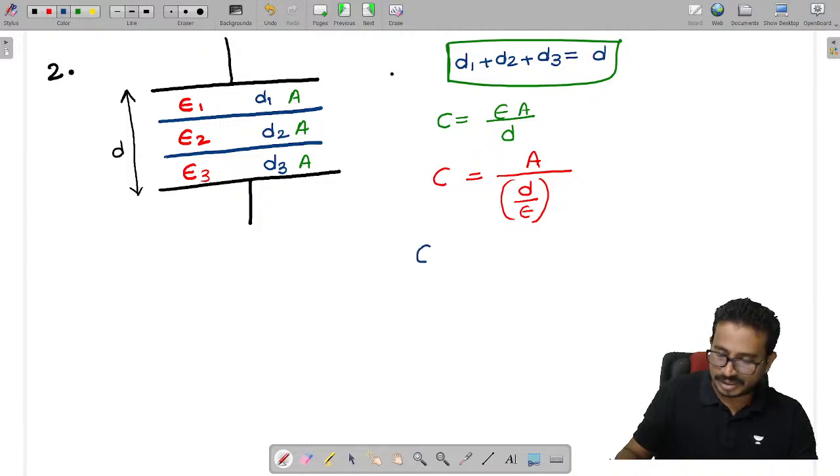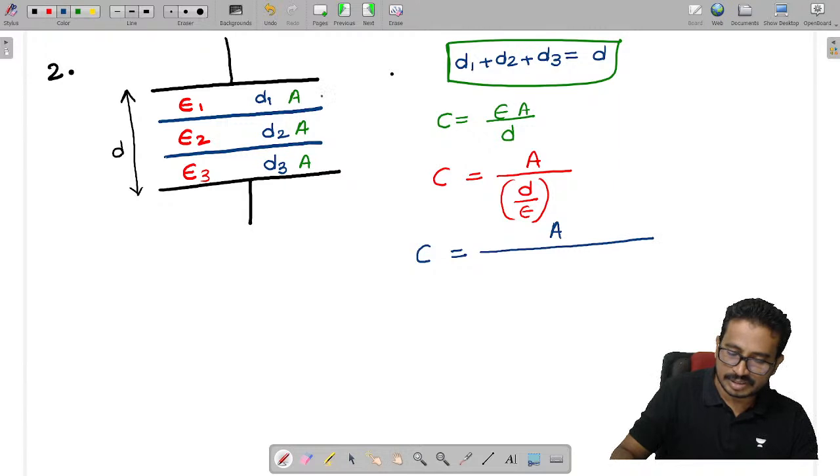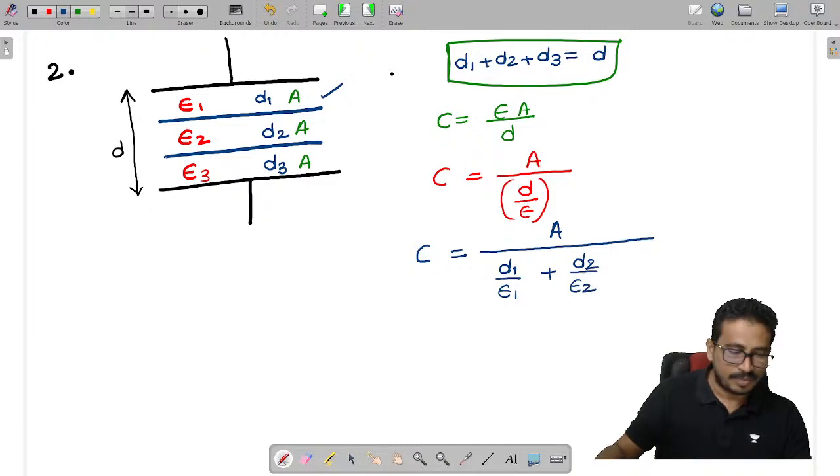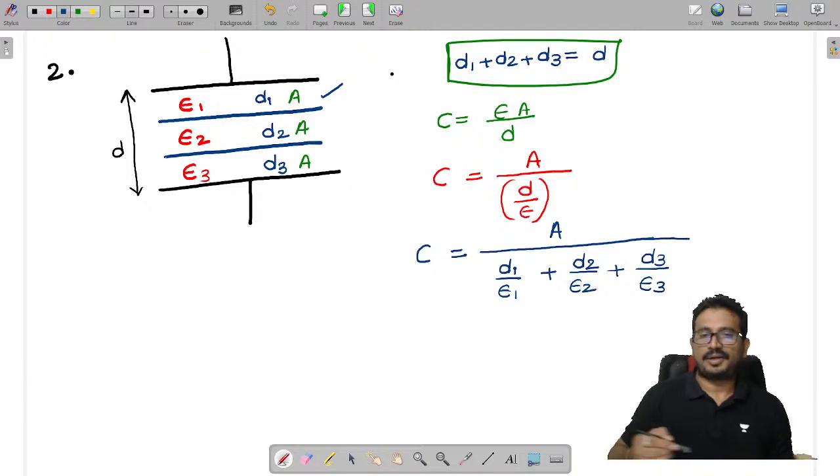Now what can I write for this capacitance? The A part is constant for all the cases. So here, for this one, d1 by epsilon 1, plus d2 by epsilon 2, plus d3 by epsilon 3. Isn't it, all of you? Tell me.